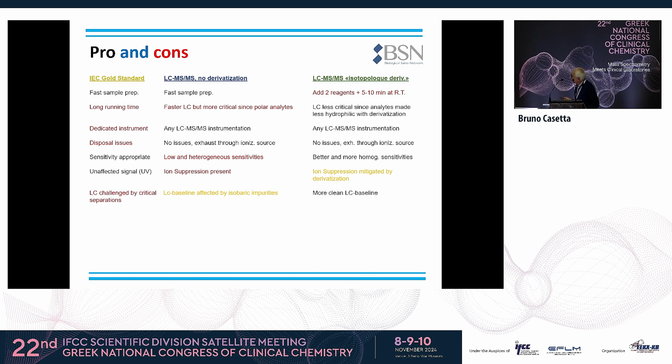The next point is that on the pure chromatographic side, as I mentioned before, this approach is challenged by some critical separations. Here, because the analytes have low molecular weight, they can sometimes be affected by isobaric impurities, and as we have seen before, with this approach the baseline is very, very clean. And as I mentioned before, here the number of explored amino acids must be fixed. There is no way to add any more.